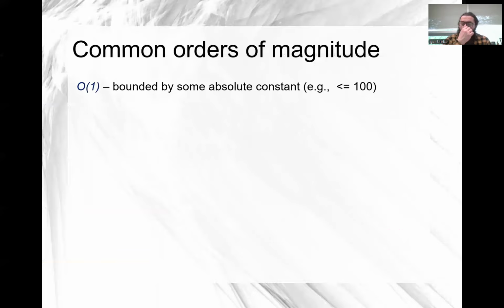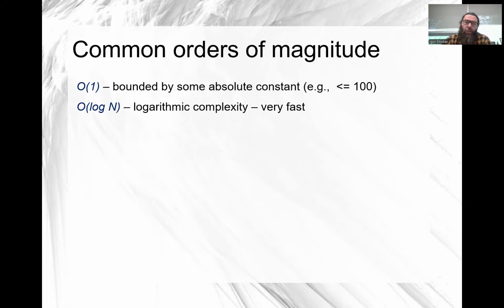So let me do some common orders of magnitude. The simplest one is O of 1. When we have a function whose running time is O of 1, that's the best, in the sense that the running time is simply constant. So we make no more than 10 operations. Okay, so that's what O of 1 means.